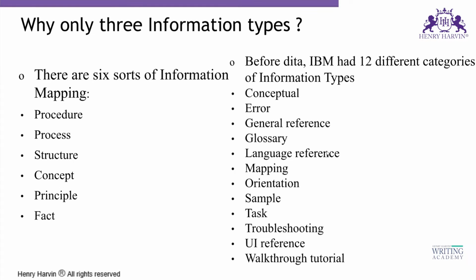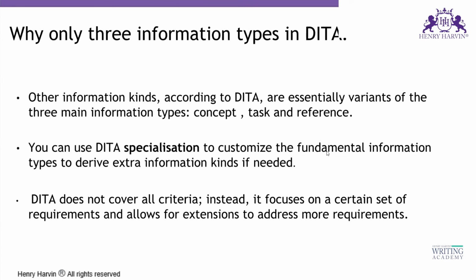So earlier, when we talked about information mapping, there were things like procedure, process, structure, concept. Now, before DITA, it used to be very complicated. If you see in the bullet list, there are around 12 information types, like conceptual, error, reference, glossary. Then they found that in DITA, it was very easy. You only have to use 3 topics and your work is done. That's why in DITA, we use only 3 and all of them are contained in these 3 only.